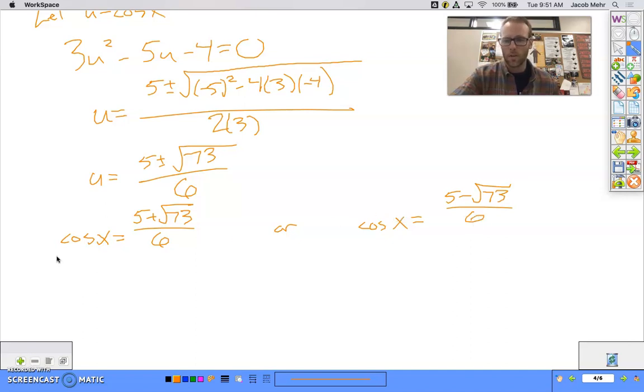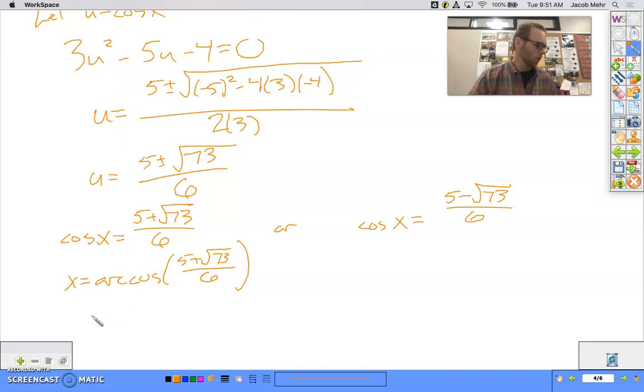All right. So now how do I solve this? Where is the cosine equal to 5 plus root 73 over 6? I have no idea. That's not on my unit circle. However, I will recall that we know what inverse trig functions are. If the cosine of x equals this, then x equals the arc cosine of that. Okay, that's how we define our inverse trig functions to be.